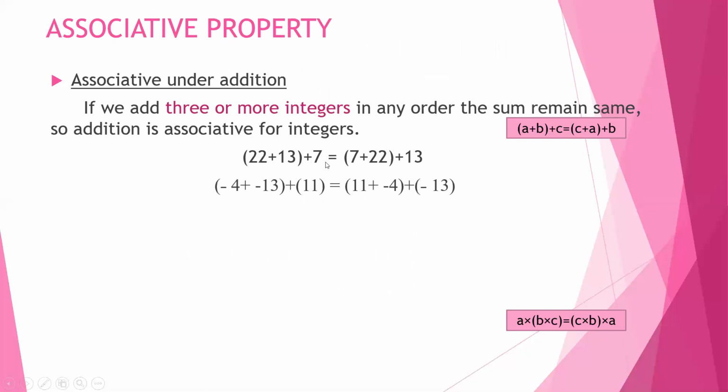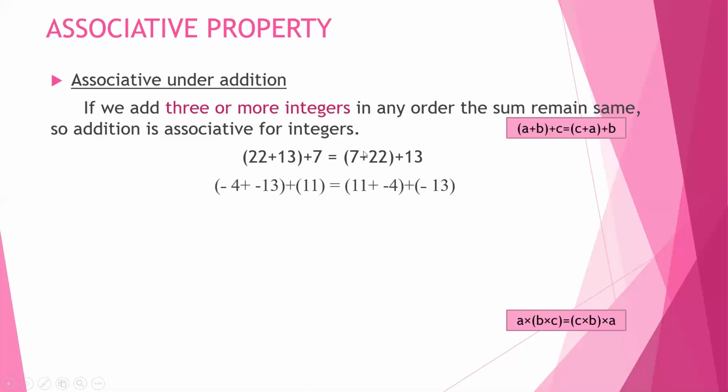Here 22 plus 13, which is 35. When I'm adding 35 plus 7, I'm getting 42. Now on the right hand side, when I'm adding 7 plus 22, here 7 is c, so I'm adding c plus a. You can see c plus a; I have changed the order. 7 plus 22 is 29. And when I'm adding 13 to 29, I'm getting 42. 42, 42. It means when I take these integers, change their order and add, the answer is the same.